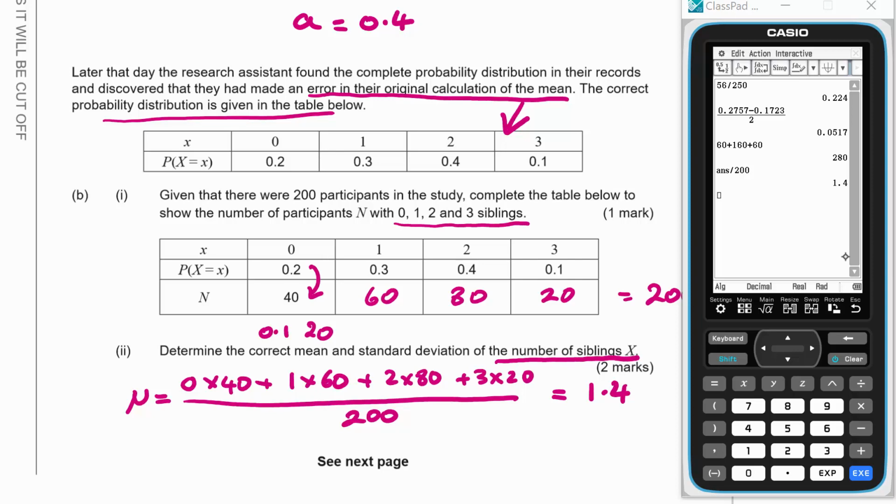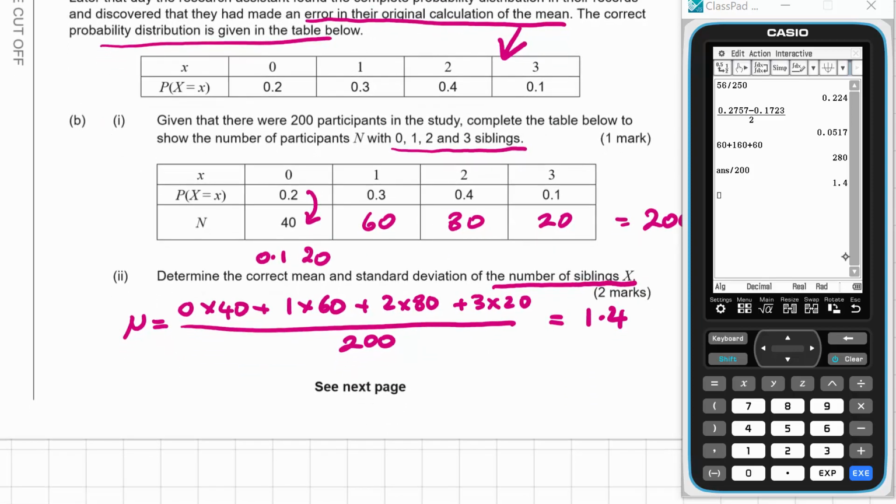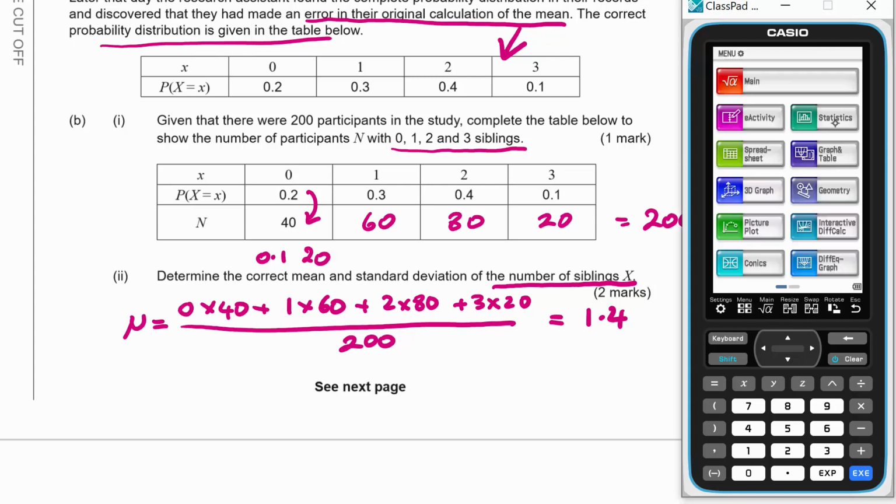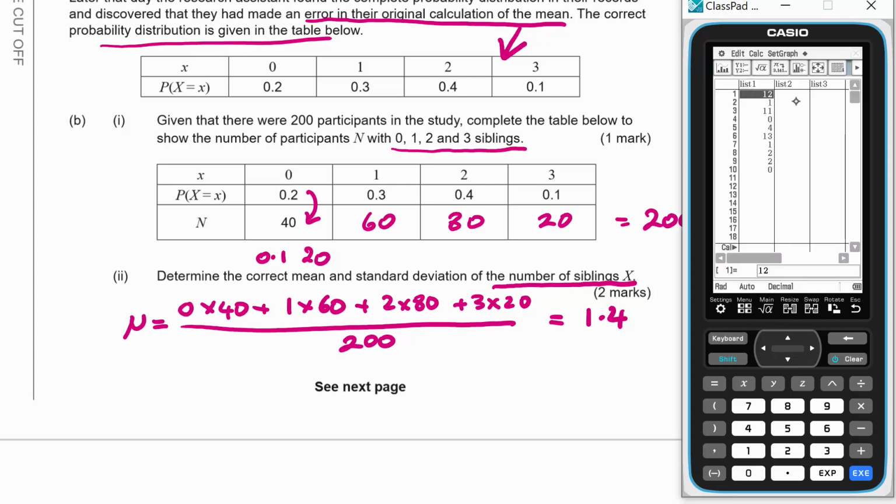And then to work out the standard deviation, of course we could just put this into the statistics package. In fact, that might be not a bad way to go. So let's just do that. Let's just go to the statistics package and think about doing that in here. So I'm just going to clear everything, and so our x's are 0, 1, 2 and 3, and put the probabilities in here.